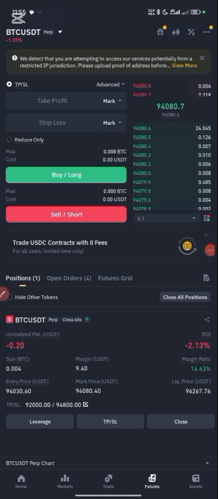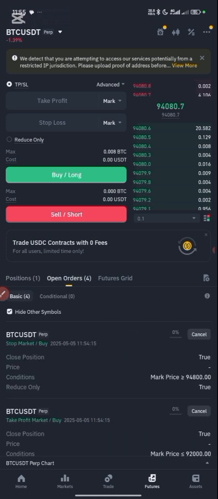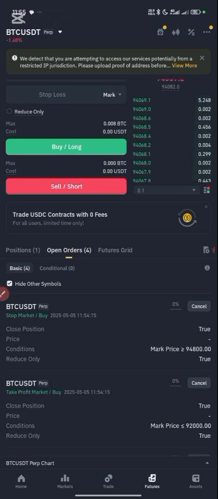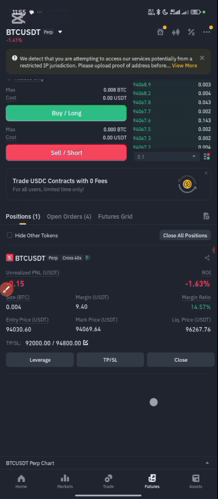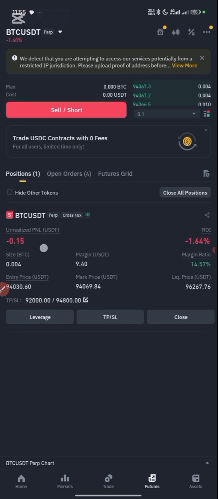You can check the order of your SL and take profit here. Yeah, you can see this is our SL here now, 94,800. This is take profit, 92,000. So that's where you can check it, and then go back to our trade. So basically you are making a loss now, and that's minus 0.15 USDT.